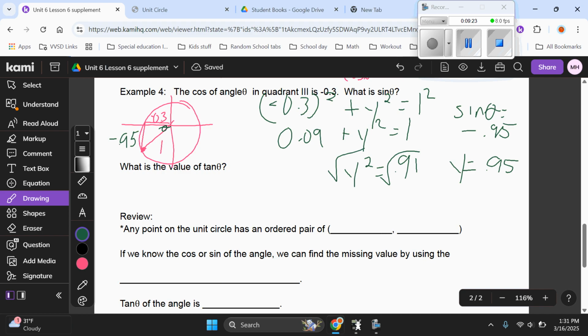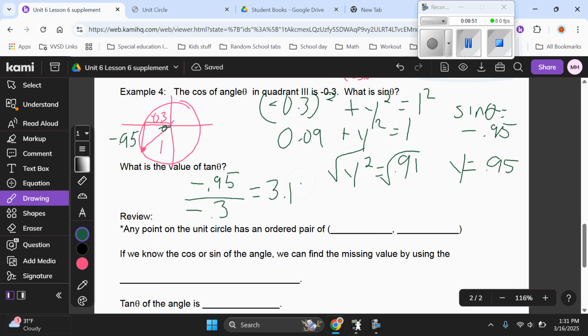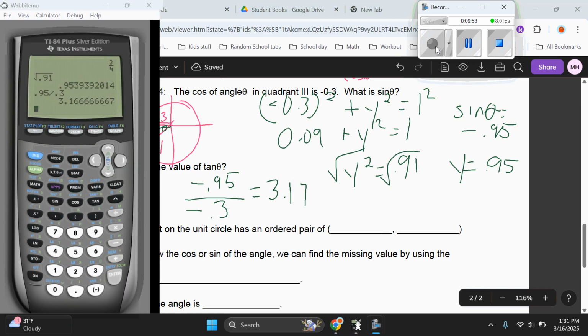The second question is, what is tangent? Again, tangent is the opposite, so negative 0.95 divided by negative 0.3. A negative divided by negative is a positive. 0.95 divided by 0.3 gives me 3.16, or we'll round to 3.17.